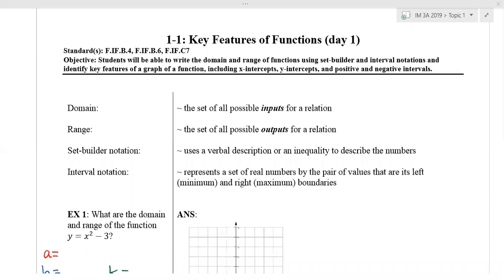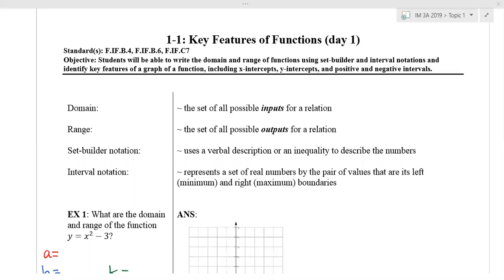Today we're going to look at section 1-1, which includes key features of functions. Specifically, we're going to look at domain and range today. Sometimes we will identify domain using set builder notation and sometimes using interval notation. So for this example, we're going to look at it using both notations.